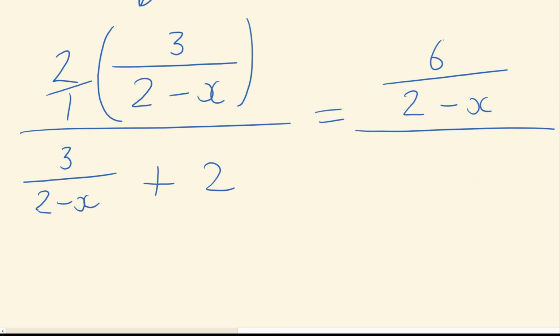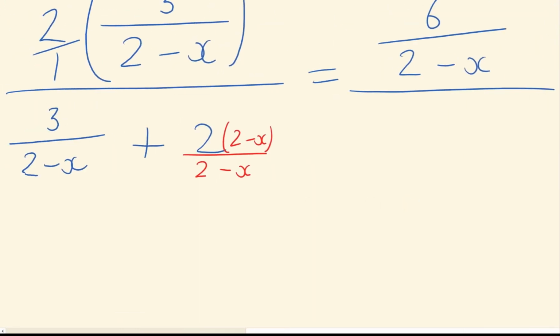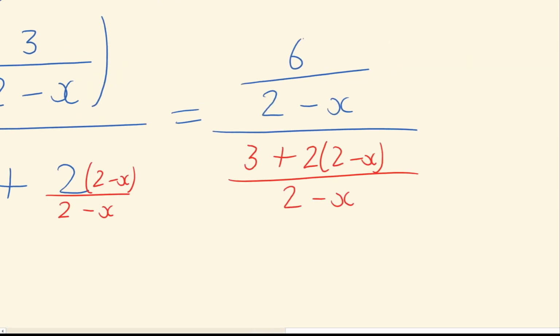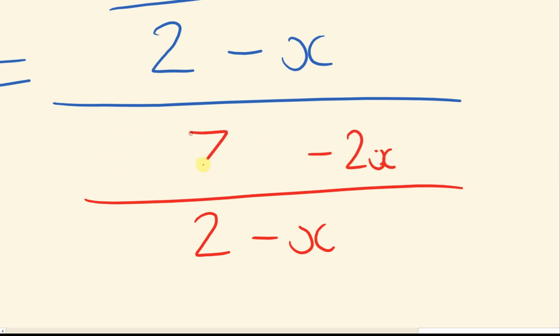On the bottom half, again, we need a common denominator. So let's do that fairly quickly. That's obviously going to be 2 minus x. If I add a 2 minus x here, I must also add a 2 minus x here. Okay, now we can group those together. So now I have 3 plus 2 brackets 2 minus x all over 2 minus x. Okay, we can see we can expand this bracket here. 2 times 2 is 4, and 2 times minus x is minus 2x. So now I've got 4 minus 2x, and 3 plus 4 gives me 7 here.